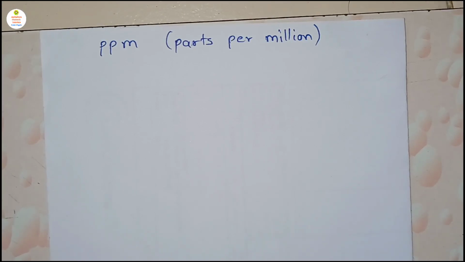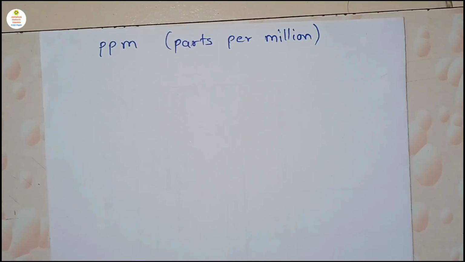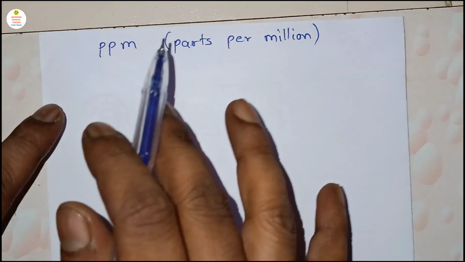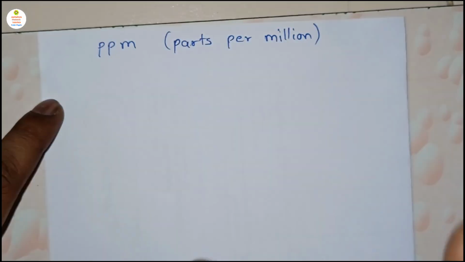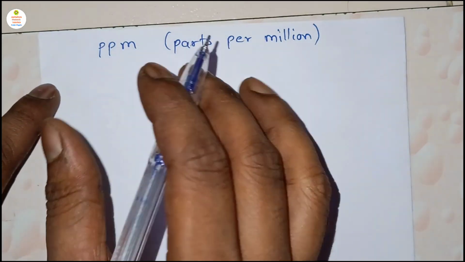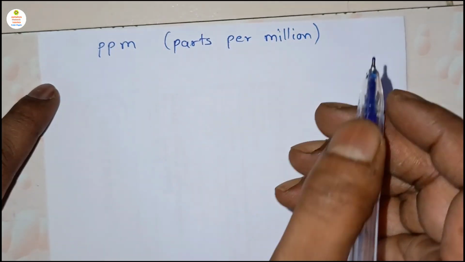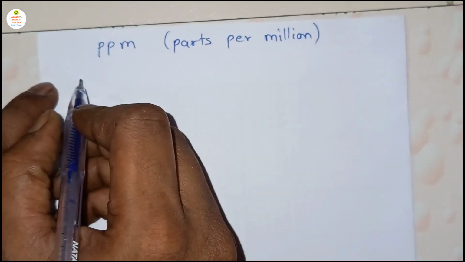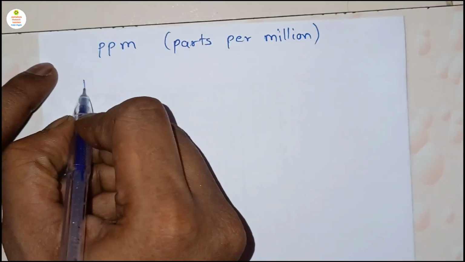In this video we are going to understand about ppm, that is parts per million. Million means 10 lakhs. Here we will first understand what is ppm, then we will see the types of ppm and their formulas. So ppm is parts per million, as you know, and it is a dimensionless ratio.